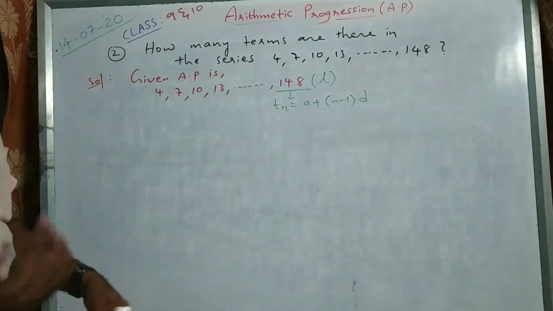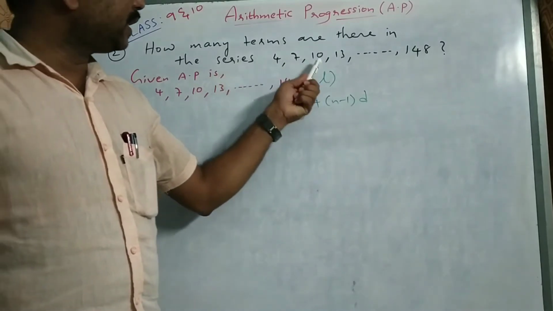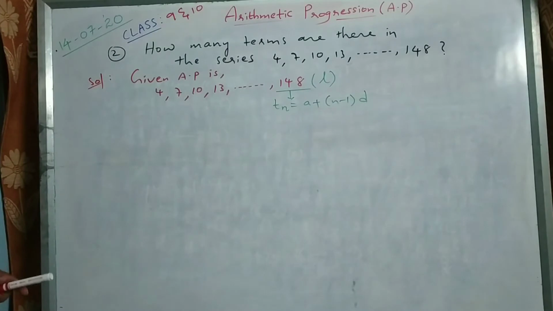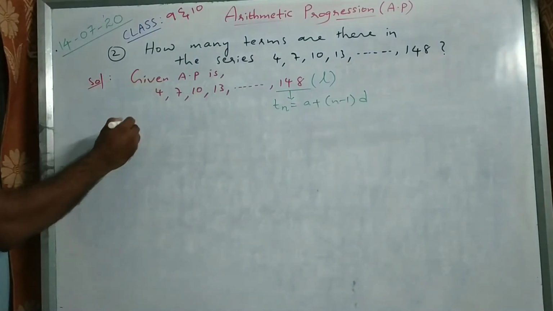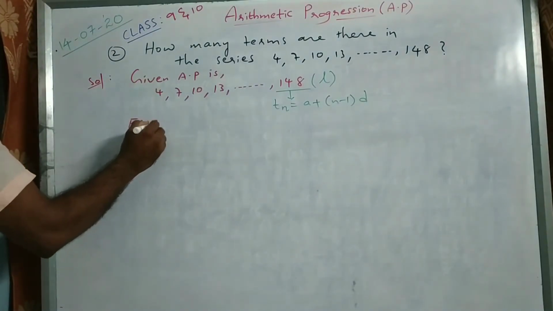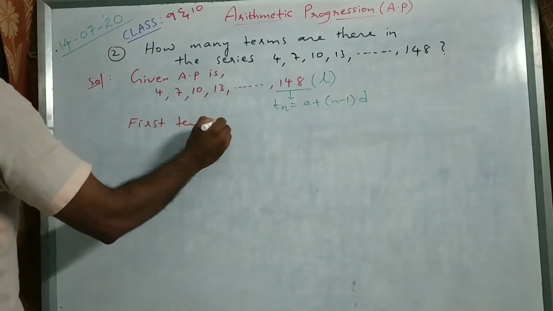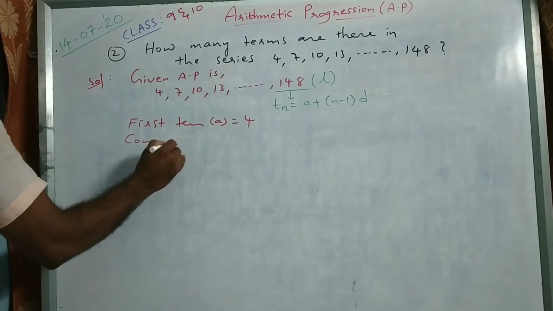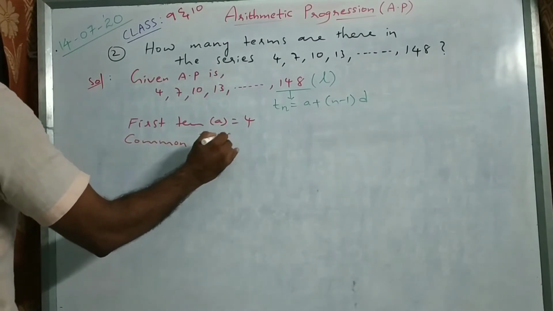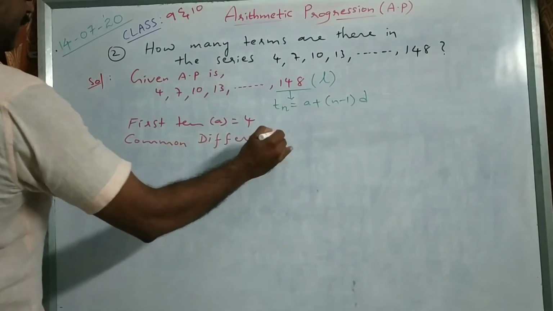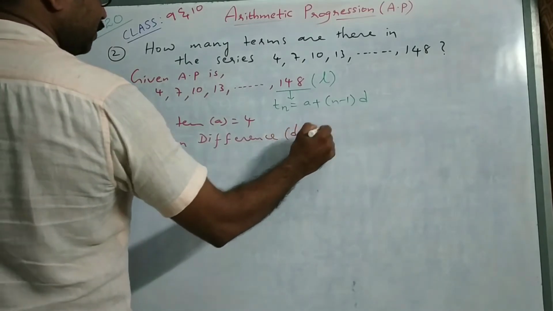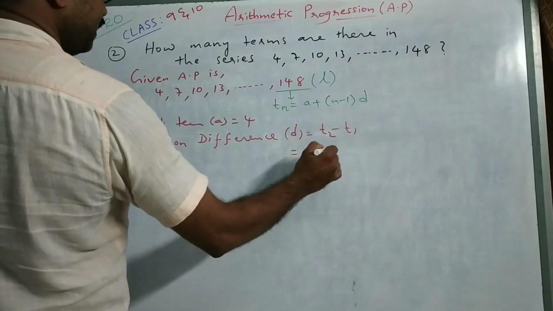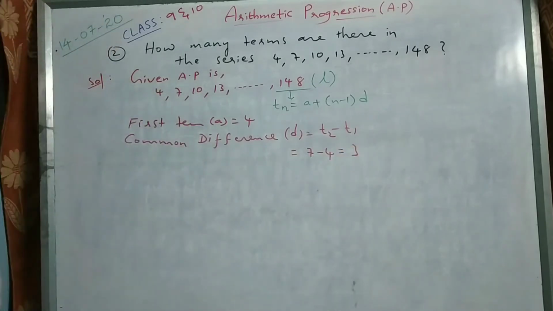So how many terms are there? Like this 1, 2, 3, 4, and so on, no? So how many terms do we have to calculate? Here what is the first term? First term of the AP, A equals 4. Common difference D equals T2 minus T1, that means 7 minus 4. How much? 3.